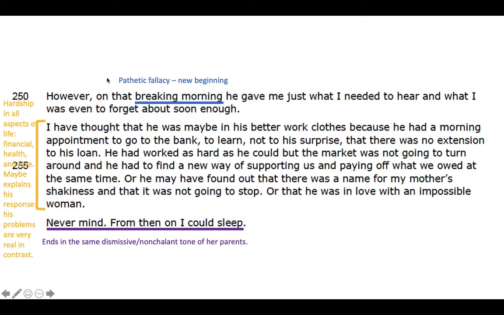Look at the pathetic fallacy. This brings hope. However, on that breaking morning, it was a new beginning for her. This was the end of her feeling so unstable. This is exactly what she needed, and after this, she was absolutely fine.